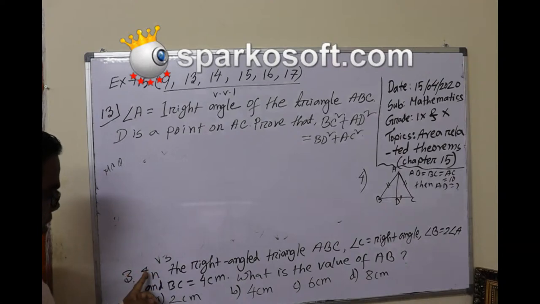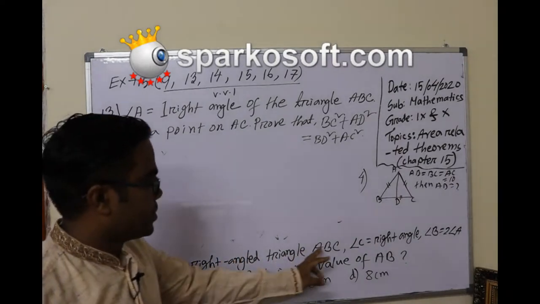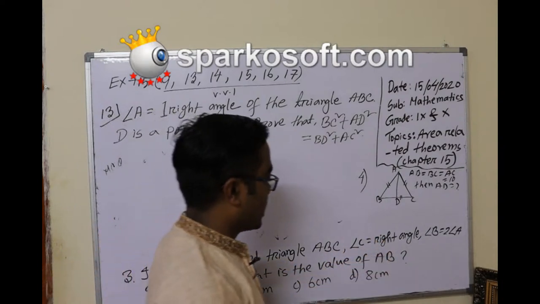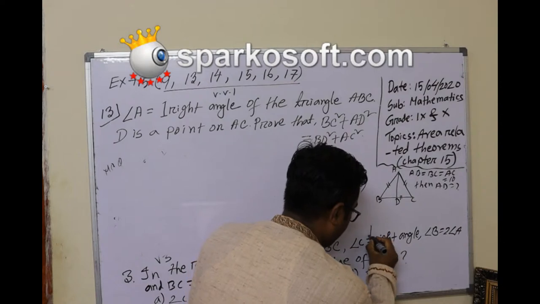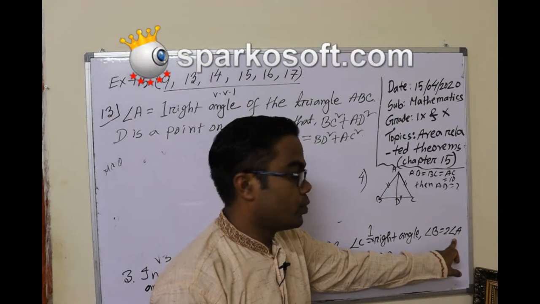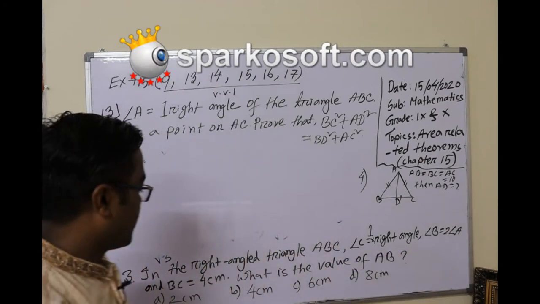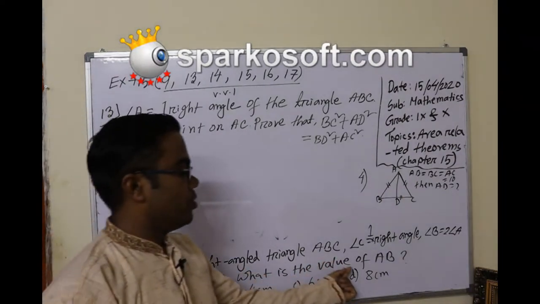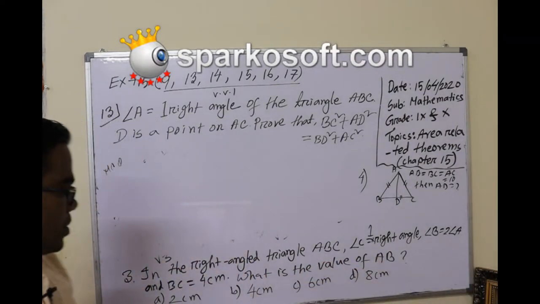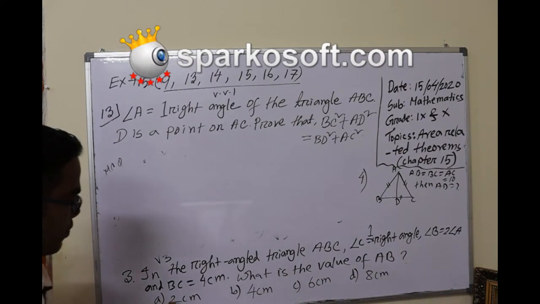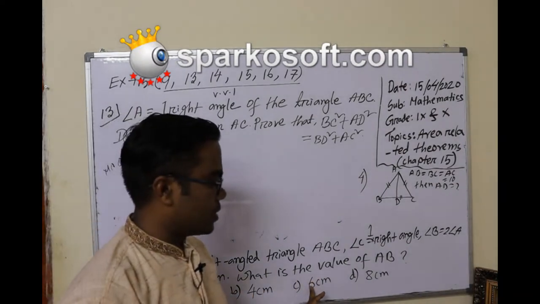I'm reading the three number question. In the right angle triangle ABC, angle C equals one right angle, angle B equals two times angle A. Clear? And BC equals 4 centimeter. What is the value of AB? It's very easy if you think about it nicely. The options are 2 centimeter, 4 centimeter, 6 centimeter, etc.